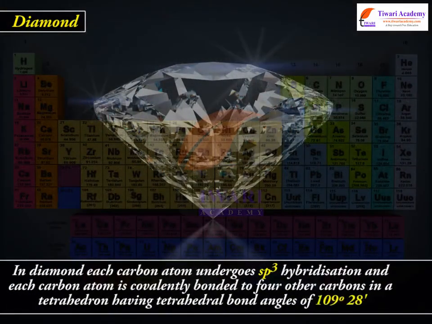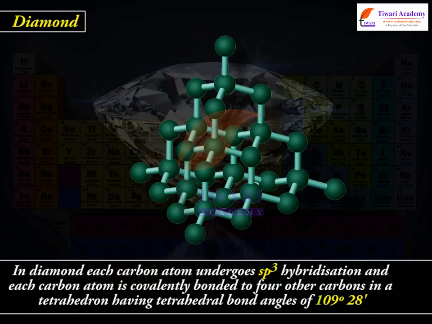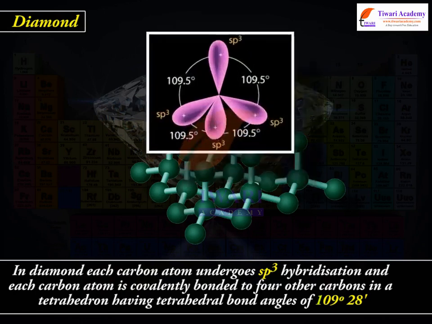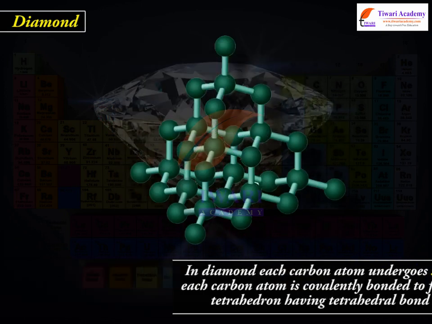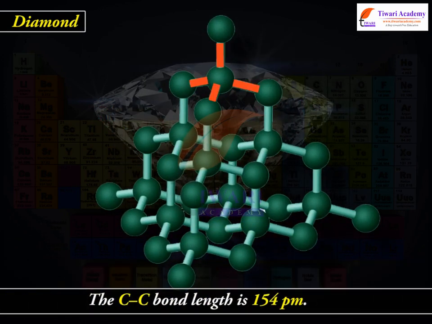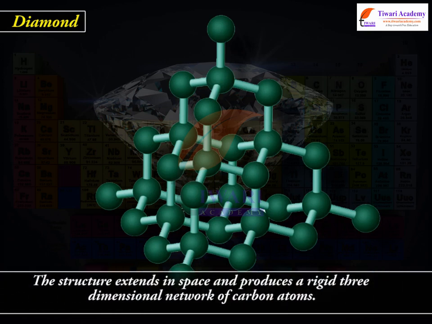In diamond, each carbon atom undergoes sp3 hybridization, and each carbon atom is covalently bonded to 4 other carbons in a tetrahedron having tetrahedral bond angles of 109 degree 28 minute. The C-C bond length is 154 pm. The structure extends in space and produces a rigid 3-dimensional network of carbon atoms.